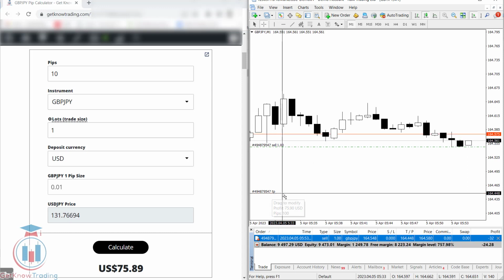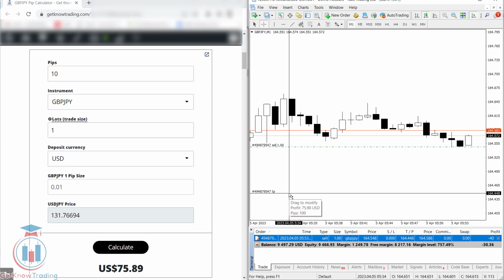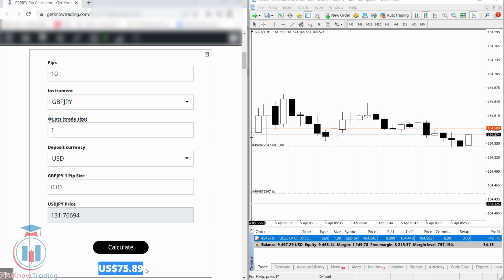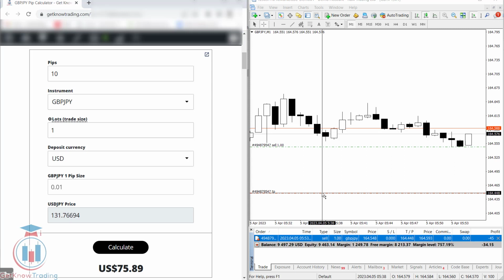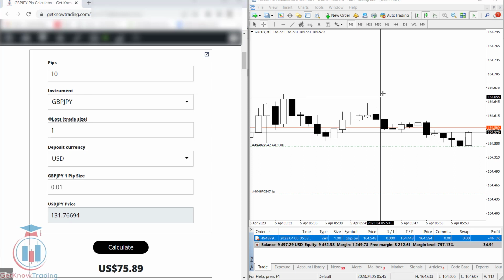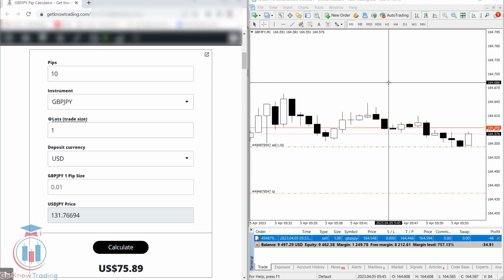When you hover with your crosshair on that line where the take profit is, you can see that the value of pips is 100, which means 10 pips and 0 pipettes, but the profit is 75.90. When you go here into the calculator, you can see it is the same value, 75.89. The number here in the trading platform is rounded, but it is a small difference. So you can see how the pip calculator for the GBP Japanese yen can help you to define what will be the profit on a certain trade if you define the number of pips.